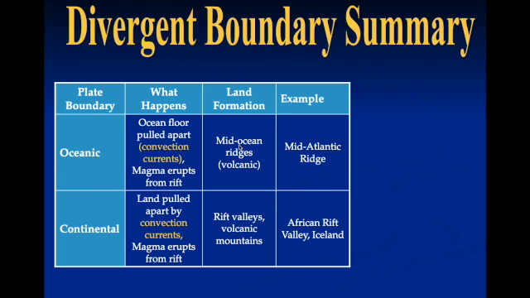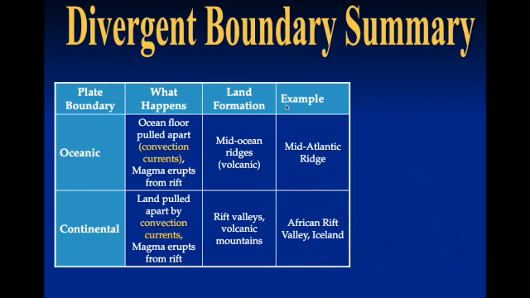Okay, mid-ocean ridge. And our example of a mid-ocean ridge is the one that runs through the middle of the Atlantic Ocean. So, of course, they come with the easy name, the Mid-Atlantic Ridge. It's right through the middle of the Atlantic Ocean. So that's the landform that you get with oceanic plates being pulled apart at a divergent boundary.